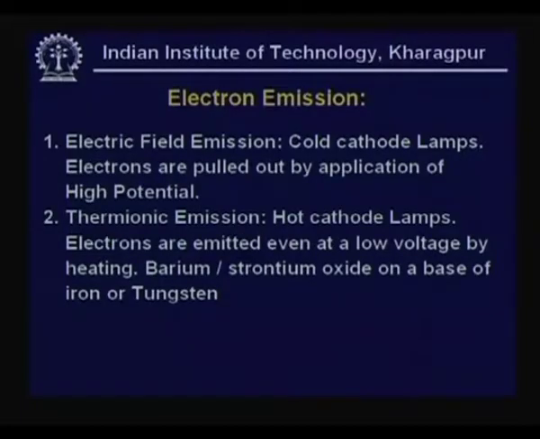As opposed to the cold cathode, we do have what's called a hot cathode lamp, which in fact uses thermionic emission, and which has its traces in gas tubes working as switches in the very beginning. In fact, these electrons are emitted even at a low voltage by heating, and invariably these electrodes or cathodes are made of barium or strontium oxide on a base of iron or tungsten. So, we have electric field emission or cold cathode lamps, which need high potential, and the hot cathode lamps, thermionic emission, which can even operate at reasonably lower voltages.